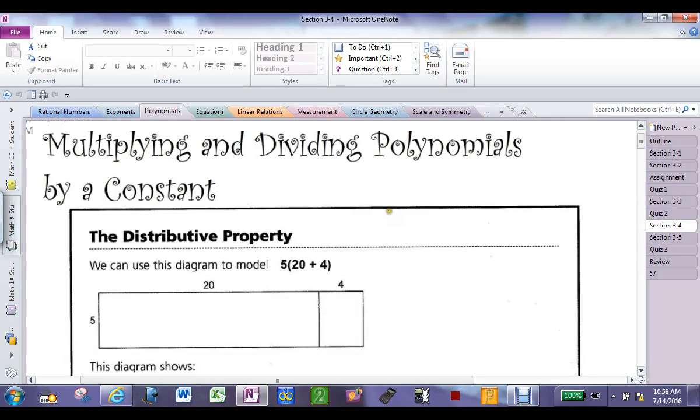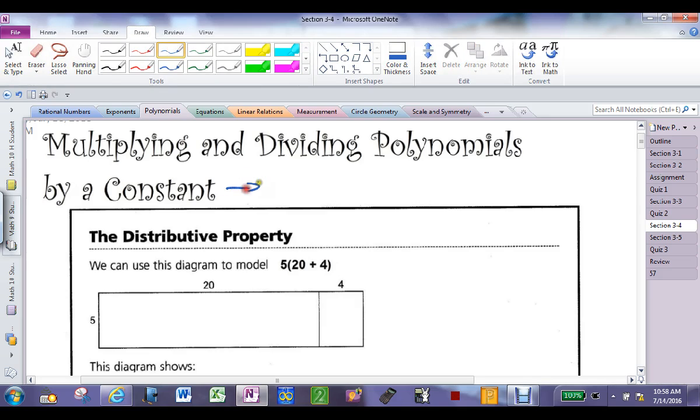Multiplying and dividing polynomials by a constant. Before we go any further, I need to remind you what a constant is. What is a constant? A number that repeats? No. It is a number by itself.